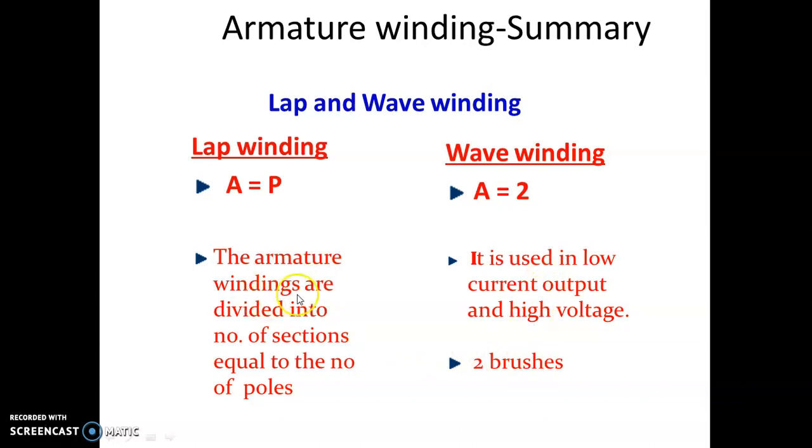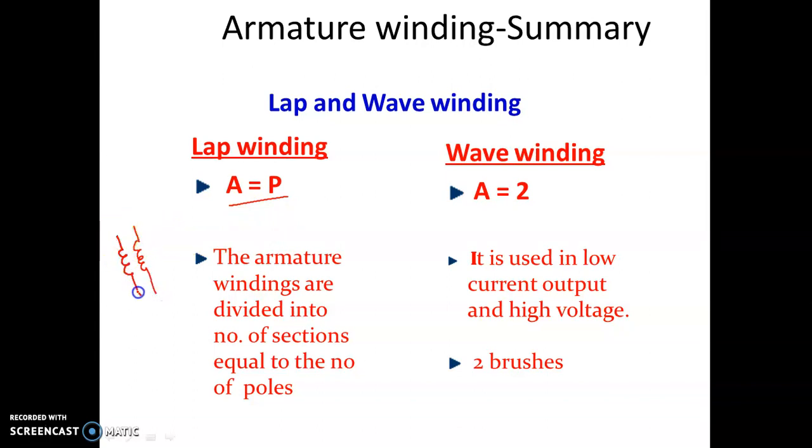In lap winding, the armature winding is divided into a number of sections equal to the number of poles. So as many poles as there are, the same number of parallel paths is given. Here in wave winding you have fixed 2 parallel paths, so the current will be small. If the parallel paths are more, the current will be more. So here the number of parallel paths and the number of poles are the same, so more parallel paths are there.